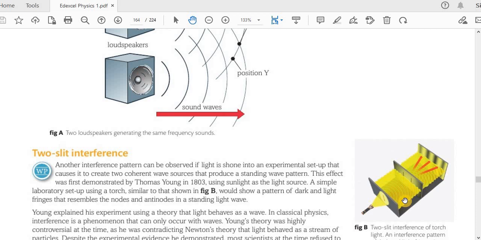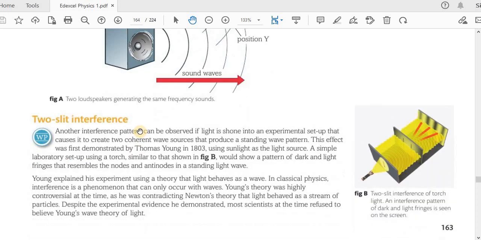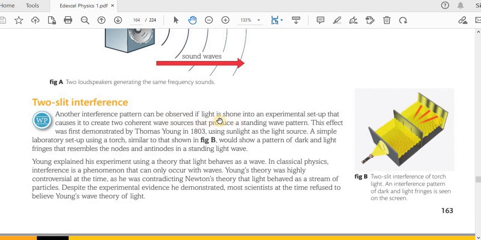Similarly, we can have the same thing with light. Another interference pattern can be observed if light is shone into an experimental setup that causes it to create two coherent wave sources that produce a standing wave pattern. Standing wave is also called stationary wave. This effect was first demonstrated by Thomas Young in 1803 using sunlight as the light source.